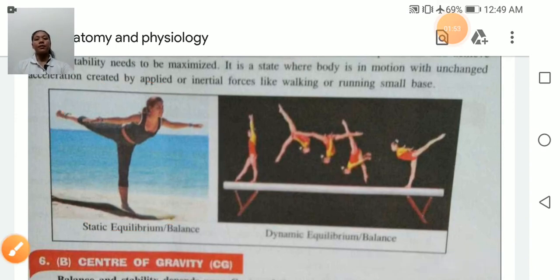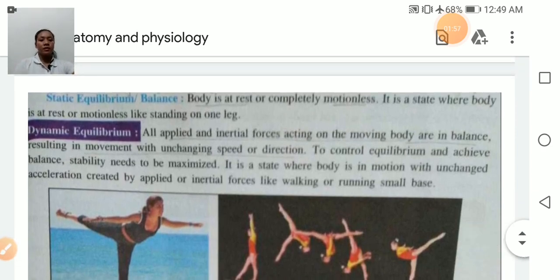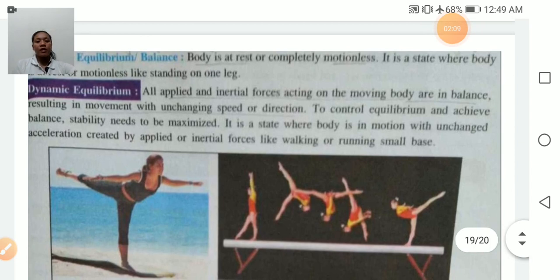The body is stable. In a stable state, the body is at rest or completely motionless. It is a state where the body is at rest or motionless, like standing on one leg.